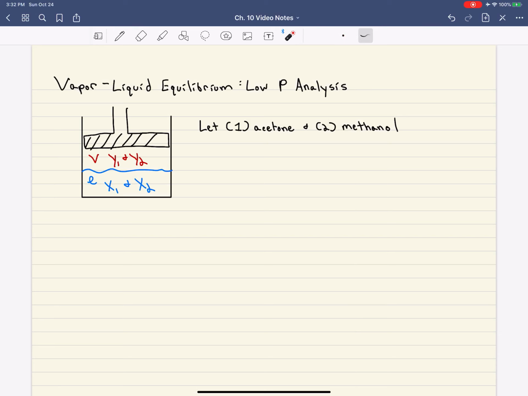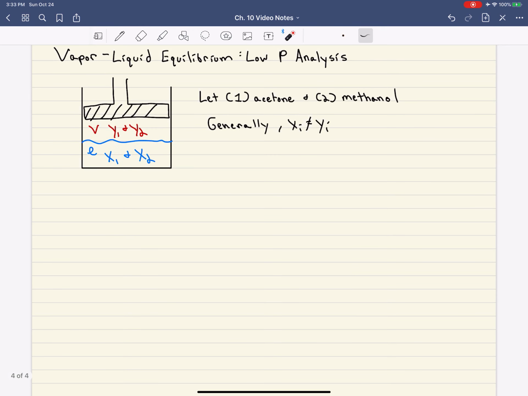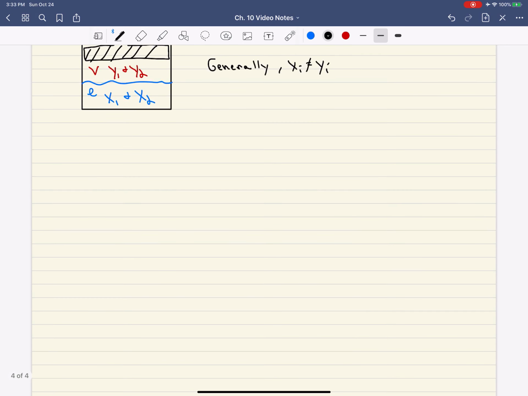And generally, I'm using x's for the liquid mole fractions and y's for the vapor mole fractions. And generally, these mole fractions are not equal to one another for a given species, except for in a very special case when we form azeotropes. And we'll talk about that specifically later on. Okay? In any case, to analyze this sort of system, we're going to make a couple of assumptions.